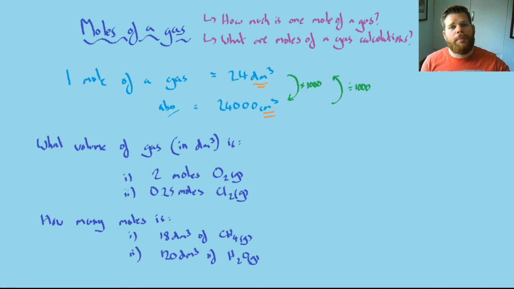Now, with regards to what information you have in your exam, I've left it on the screen for you. You will be told that 1 mole of a gas equals 24 decimeters cubed and 24,000 centimeters cubed. That's given to you in your book of data. So I'm leaving it there for you. Have a go at those questions, pause the video, and then check back to see if you're correct.